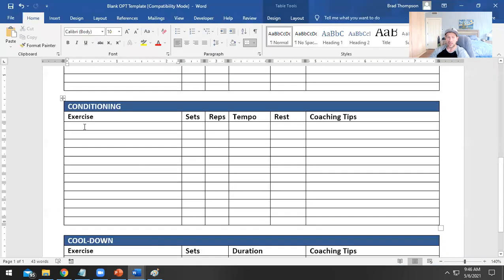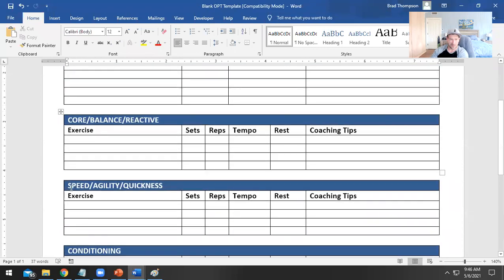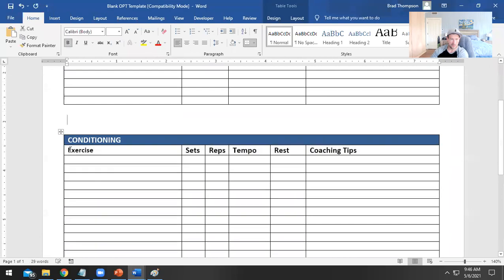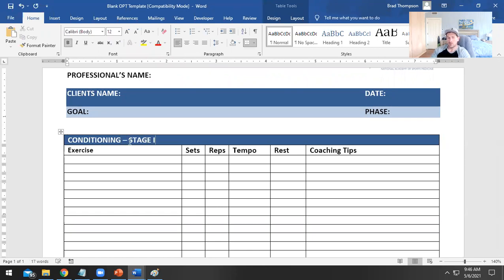So if we're looking at how we would build that, I'll go ahead and delete this and just make some room here. Let's say this is conditioning for stage 1, right? For stage 1, you would just say, let's say recumbent bike. You know, 1 set of, well, see, it doesn't really work like that. Sets.